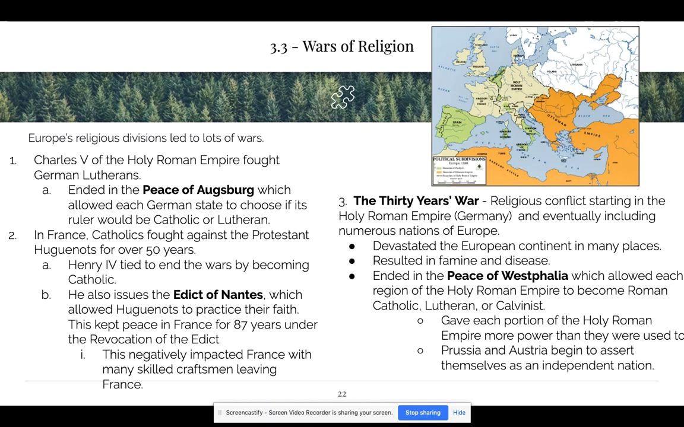the revocation of the edict, and this really heavily negatively impacts France because people are just like, whatever, we'll just go somewhere where we can practice whatever religion we want, and a lot of skilled craftsmen leave France.